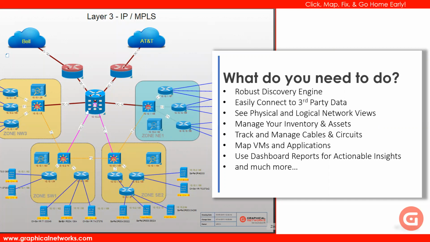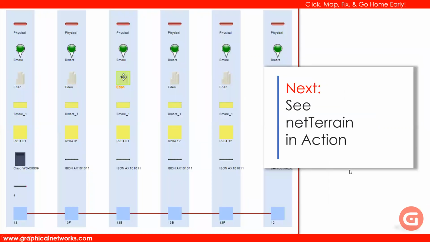So it's nice to be able to put the information into a place and visually see kind of where it is. Track and manage cables and circuits, that's always a big thing, mapping VMs and so on. But I want to talk about discovery on the top end of this and maybe a little third-party stuff too. So that's where the NetTrain in action comes into play.